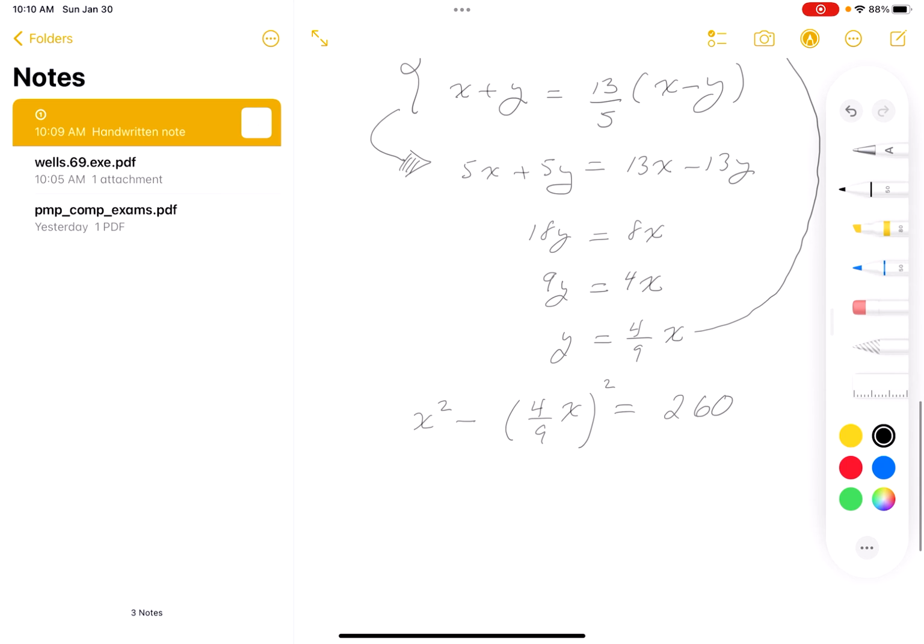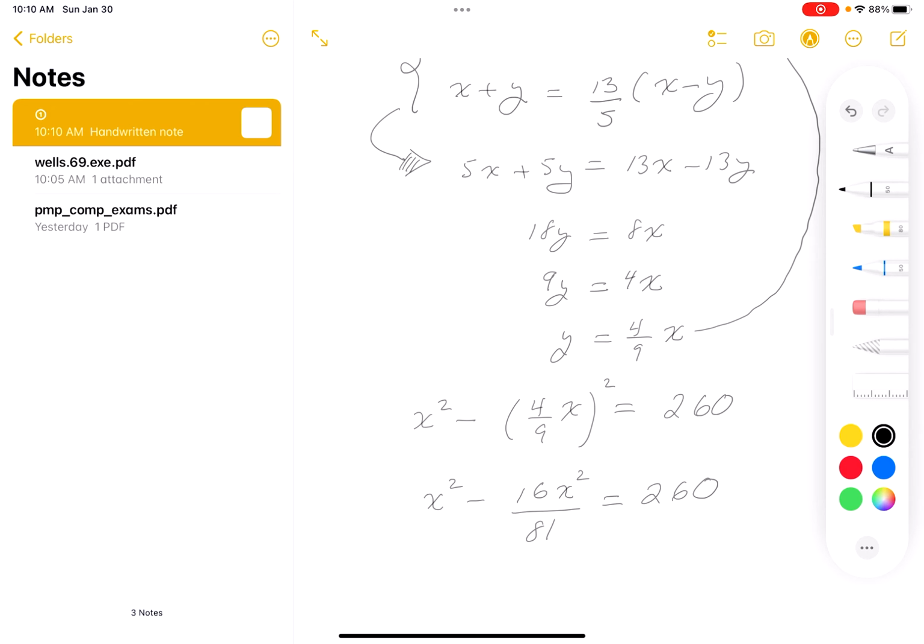All right, it's tough though. I realize that for some students, we're looking and say, I don't think I'll ever get to the end of that one, but I got to keep going. All right, what do you mean keep going? I got to do some arithmetic here. And what do you get? You get x squared minus 16x squared over 81 equals 260.